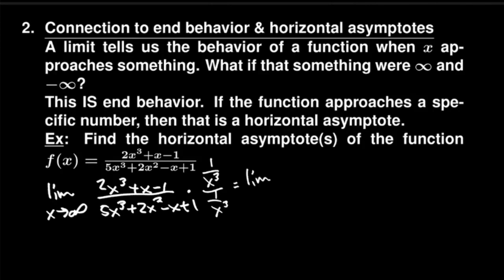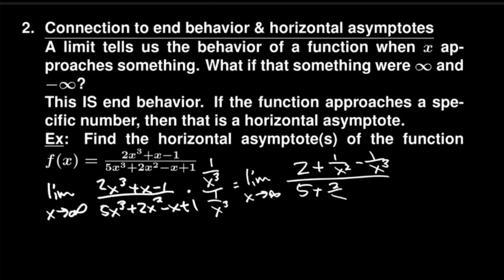So notice I'm writing limit again. Always write it until you substitute. Okay, then you'll get 2 plus 1 over x squared minus 1 over x cubed, all divided by 5 plus 2 over x minus 1 over x squared plus 1 over x cubed. Okay, so we can evaluate each of these limits individually. So notice that this and this do not have x in them, so that's just going to be 2 and 5 on its own. So I'm going to draw the fraction bar here.